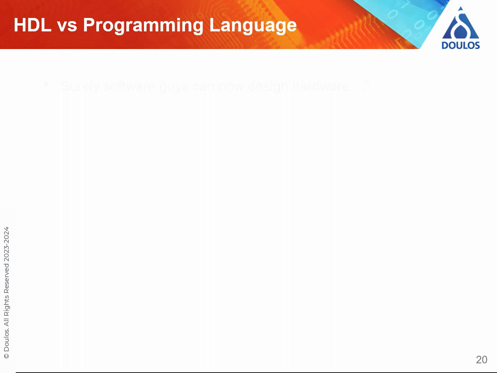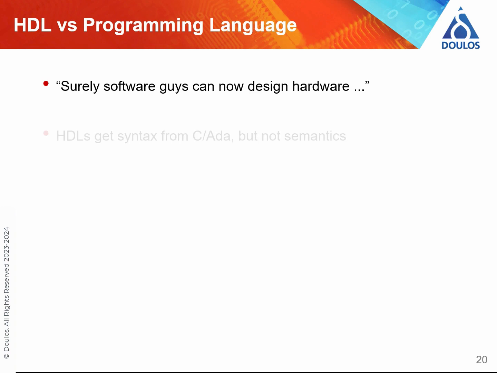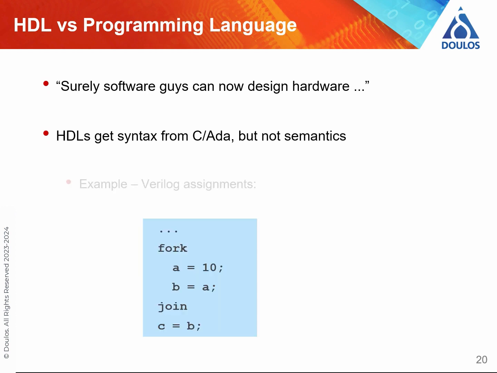There are some other languages that people have used over the years, typically based on C as well. Now, marketing people sometimes suggest that since VHDL, Verilog, and SystemVerilog look like software languages, it makes it easy for software people to start using those languages to design hardware. Unfortunately, it's not quite as simple as that, because even though hardware description languages get their syntax from C or Ada, they have very different semantics because they need to model the concurrent nature of hardware systems.